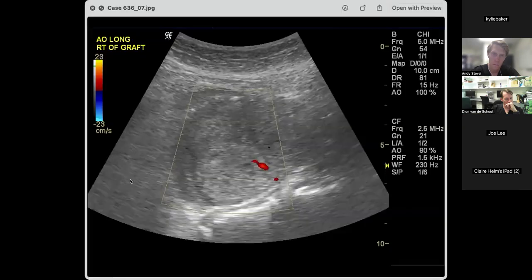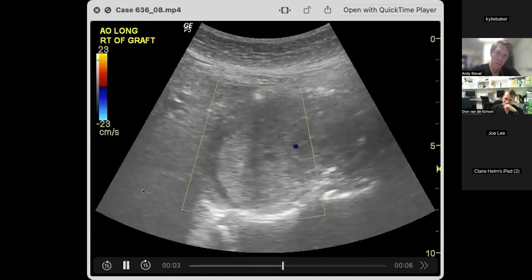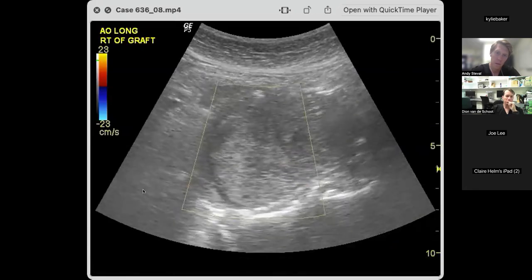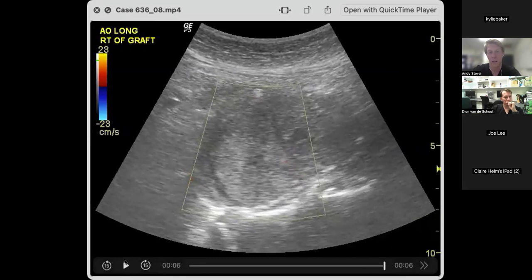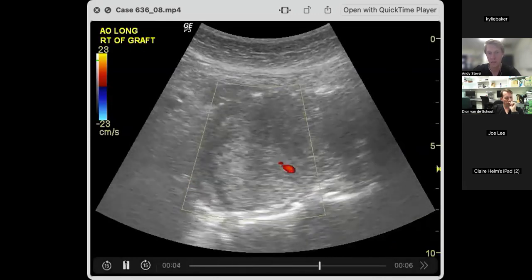And the one I want to show you, there we go. So that's to the right-hand side of the graft. Okay, so that's just a still image rather than a loop, presumably. Yep. So again, you have to make sure it's not really an artifact. So now you've come off to the side, outside the stent, and you're still seeing color flow.